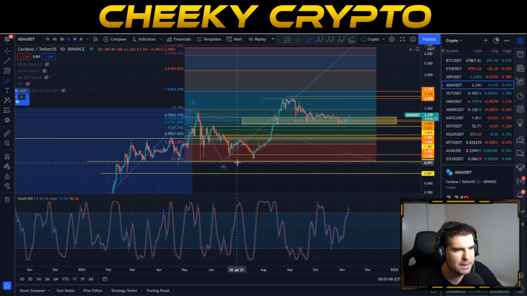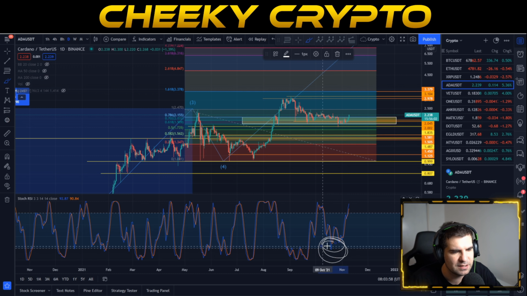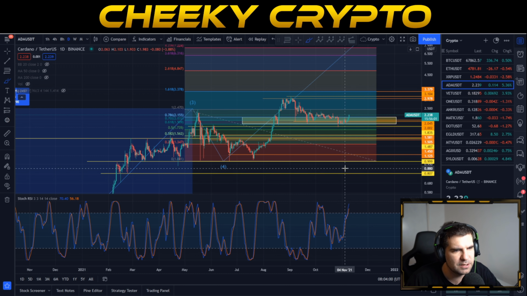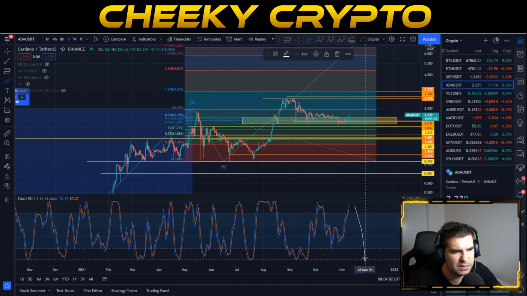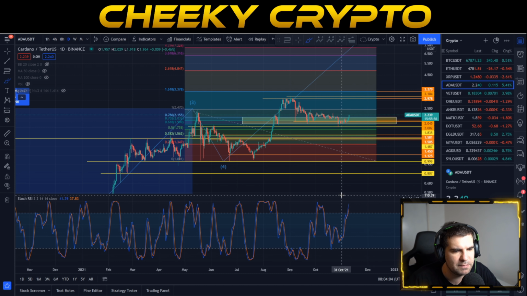Because again, you can be very, very sharp in terms of wiping out that stochastic RSI. For example, right here is a very small correction in terms of price, but we took out that stochastic nicely. Just because the price is moving up does not mean the stochastic cannot move down. This is all about momentum and the sensitivity to the price movements.